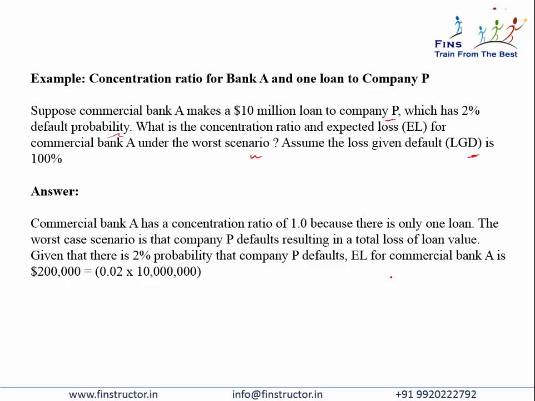In this case, there is no other loan that the company has made. So the bank has a concentration ratio of 1 because there is only one loan. So if there's a 2% probability of default, then the expected loss is 2% of 10 million, that is 200,000 US dollars. So with a loss given default of 100%, $200,000 is what can be expected to be lost, because it's a high concentration ratio and the entire probability of default flows through.